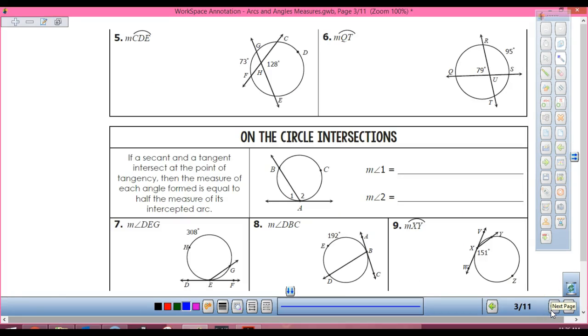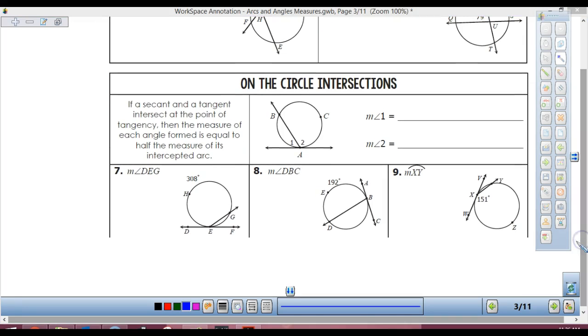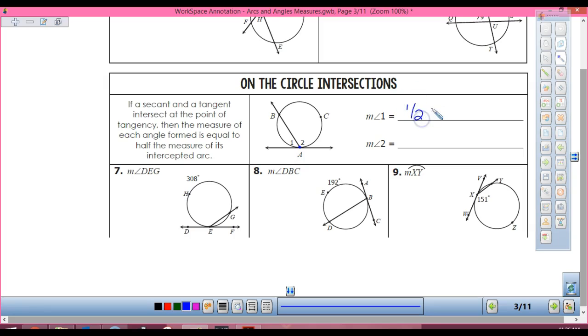Right? All right, we did those. If it's on the circle, so if I have a tangent and a secant, it's just 1/2. It works like an inscribed angle. It's just 1/2 the intercepted arc. So angle 1 is going to be 1/2 of which arc? AB. And angle 2 is going to be 1/2 of arc BCA. Yep, good job. So if I want DEG, if I want this guy, it's just going to be 1/2 of 308, which is 154. Agreed.